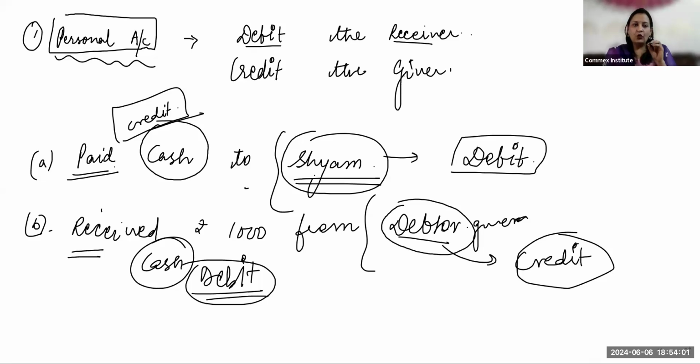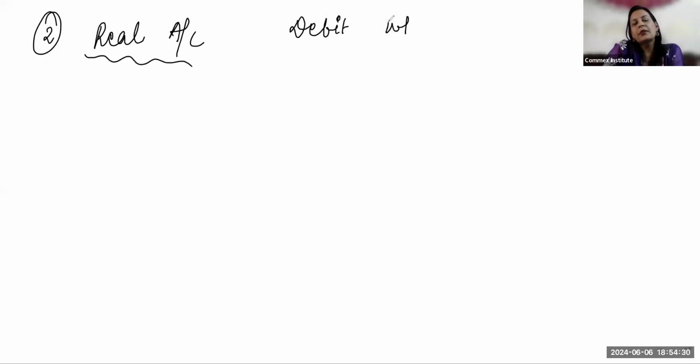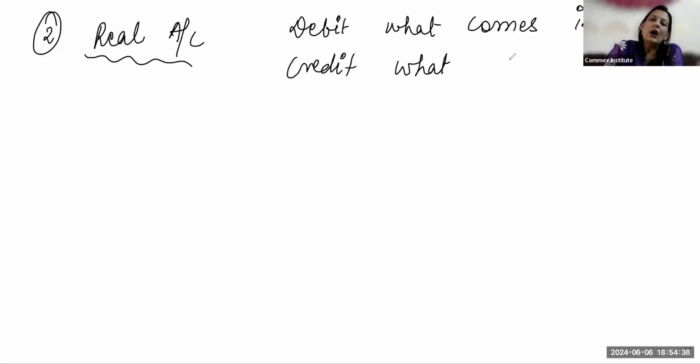Okay. So if in a given transaction you can even identify one aspect correctly, you will be able to pass the journal entry correctly. The other aspect will automatically come to you, okay? Now, is this rule understood? Let's go to the real account now. So second is my real account. For the real account, the rule is debit what comes in and credit what goes out.